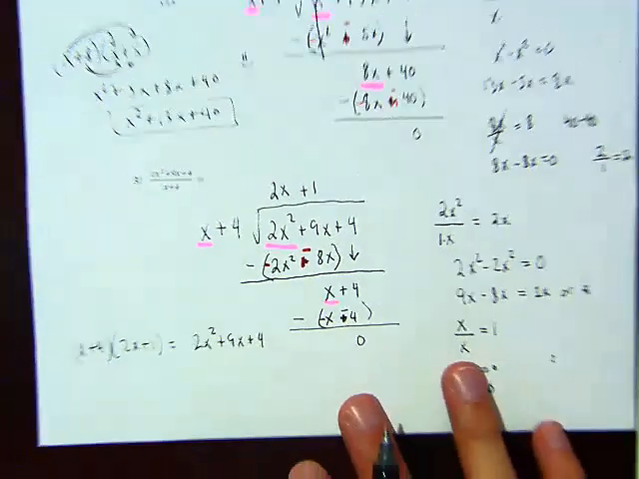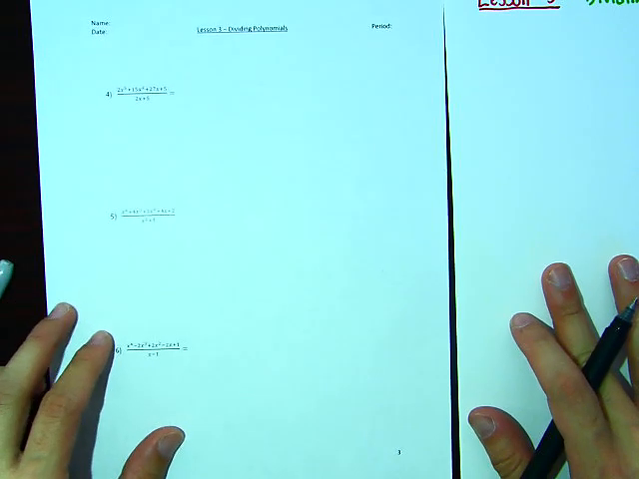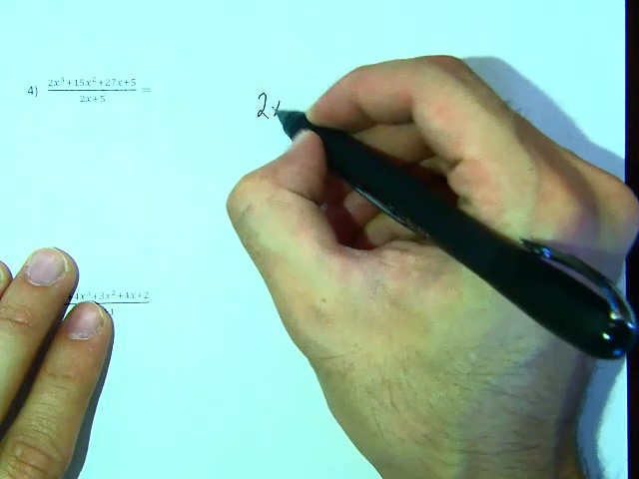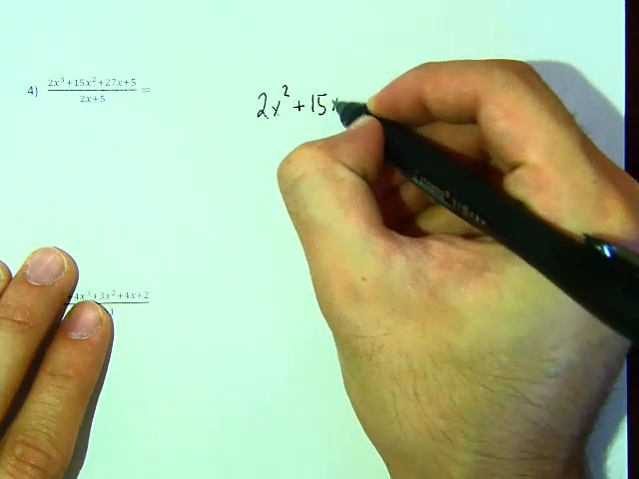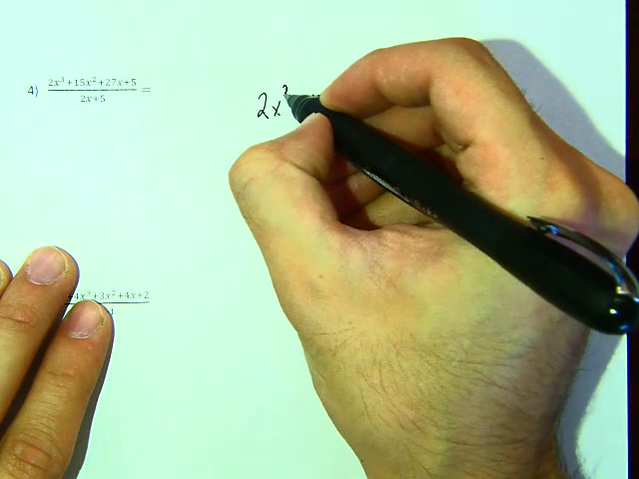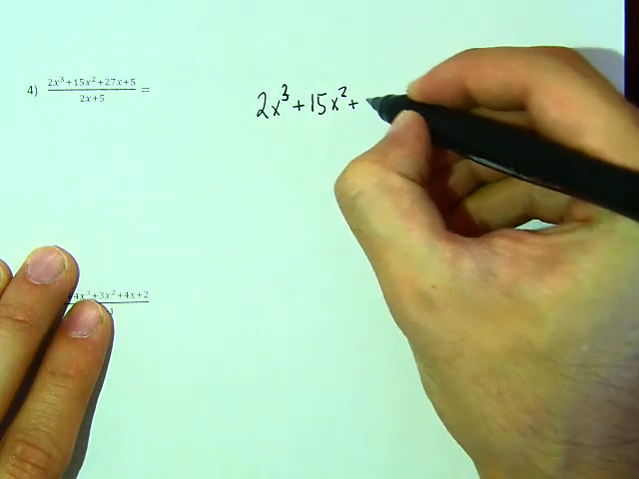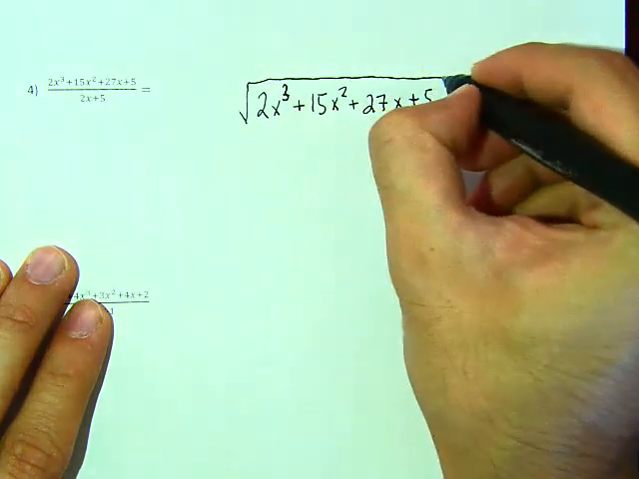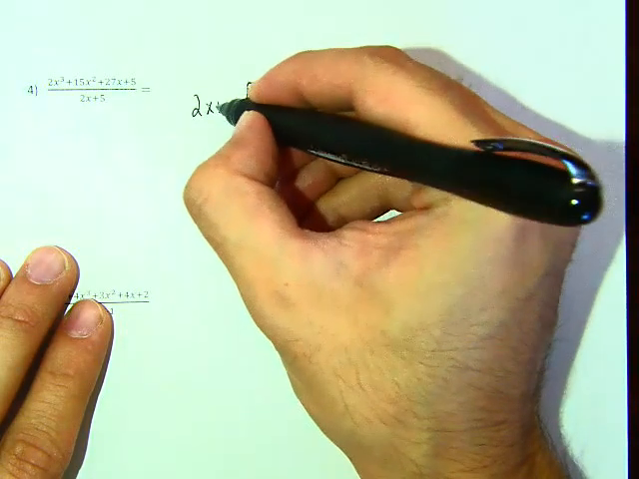All right, let's do the next one. Not this page. Let's look at this page over here. All right, so it gets a little more tricky. Let's take a look over here, number 4. Okay. So what do I do? Take this 2x squared plus 15x squared. Oh, that's a cube, I'm sorry. Cube plus 27x plus 5. Okay. Then I do this, and then I say 2x plus 5 is here.